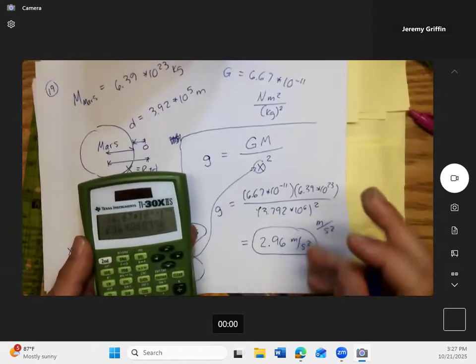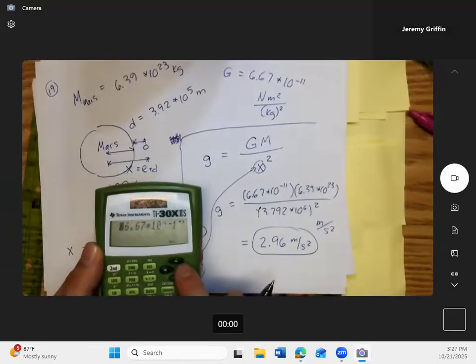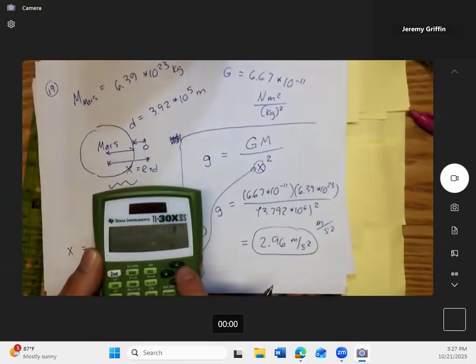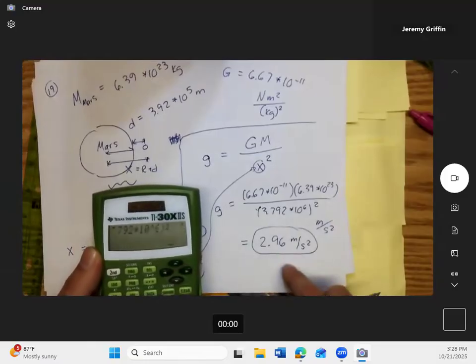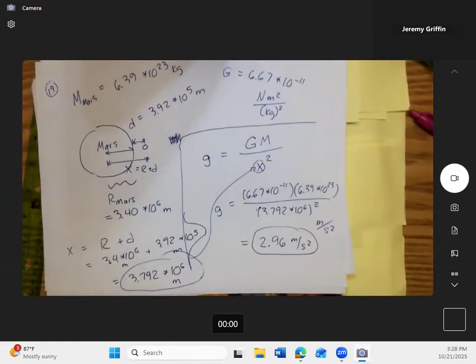Here, let me show you how I typed in the rest of it. Open parentheses, 6.67 times 10 to the negative 11, close, open, 6.39 times 10 to the 23, close, divide by open, 3.79 times 10 to the 6, and then close, square. So that'll give you that gravity field.